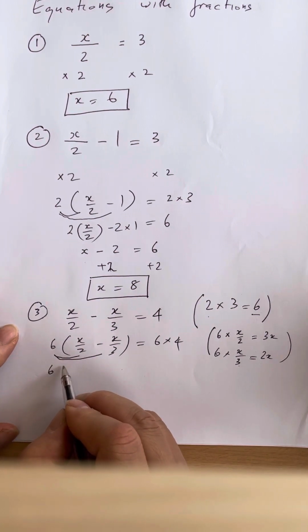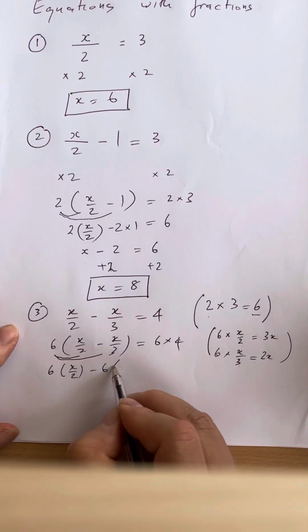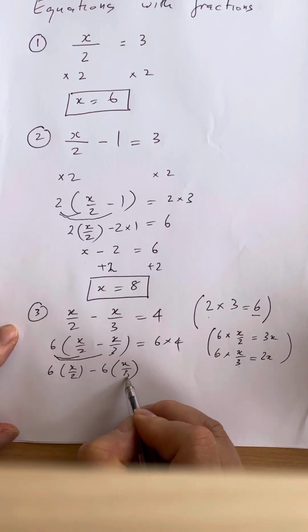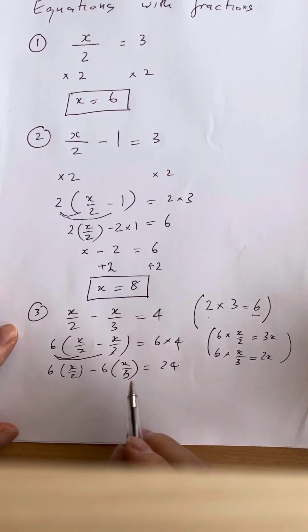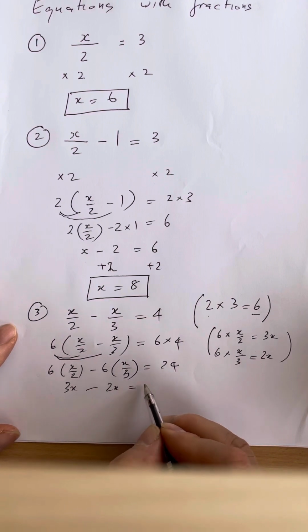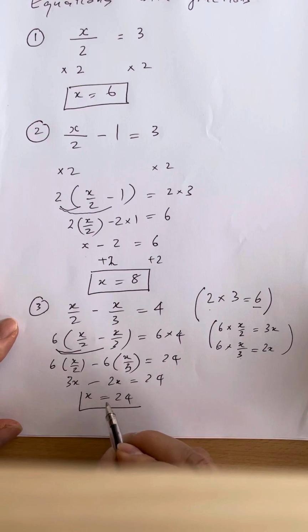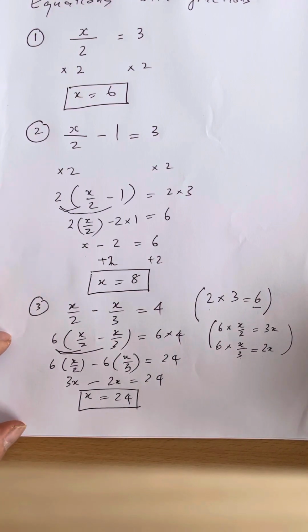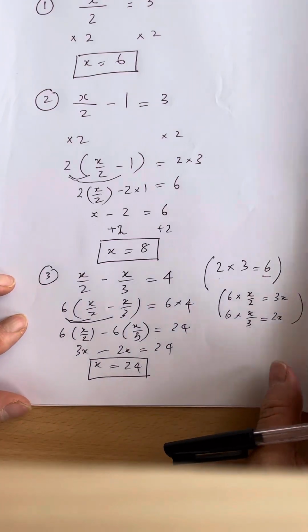So that means you go 6 times x on 2 minus 6 times x on 3 is equal to 24. So 6 times x on 2, we write that over here, you get 3x. Minus 2x, you get 24. You end up with x equals 24. Very straightforward, very simple. Okay, another example.